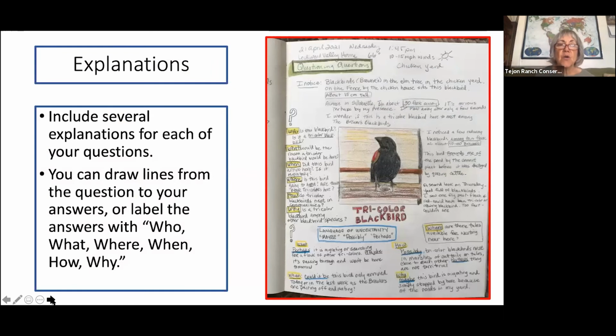All right. So you have several different explanations for each of your questions, and how you set that up on your paper is completely up to you. One of the ways you can do it is write who on one side here, and then on the other side, you could write maybe and come up with an answer. Here's what, and you could write on the other side your possible answer, your hypothesis, and so on and so forth. So you could write directly across, or you could write answers all over this paper and just draw lines from one to another.